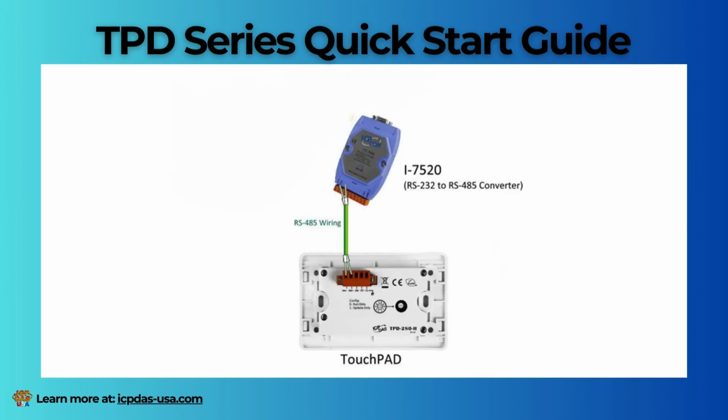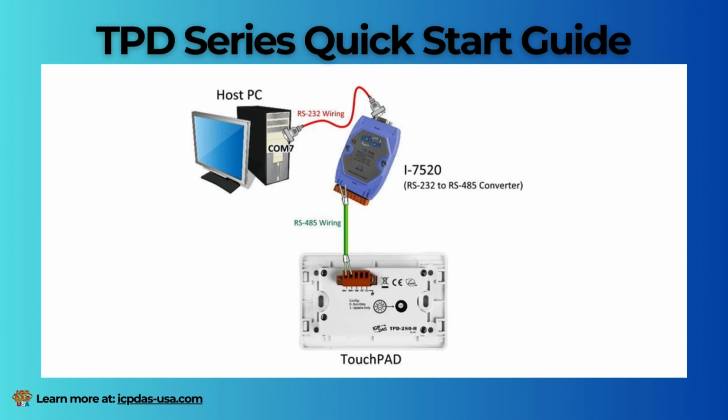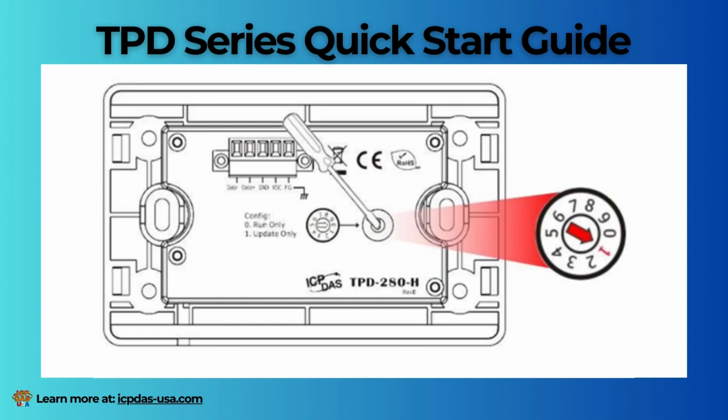Step 1, connect a power supply to the touchpad device. Step 2, connect the touchpad device to the host PC through an RS-485 converter. Step 3, use a flathead screwdriver to set the rotary switch on the touchpad device to position 1, update mode. Reboot the touchpad device, and then the setting is complete. Note that the default configuration is position 0.